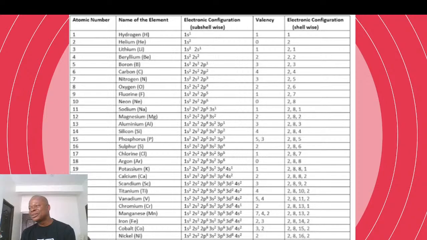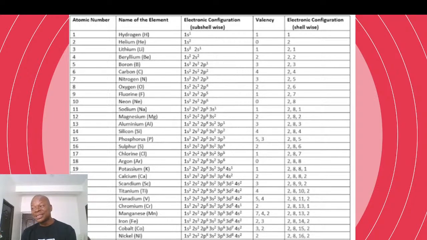Now, if you are to take this scandium that has atomic number 21 and arrange it in shells, you will have 2, 8, 8, 2. Okay, 2, 8, 8, 3.